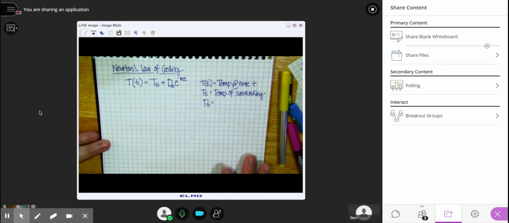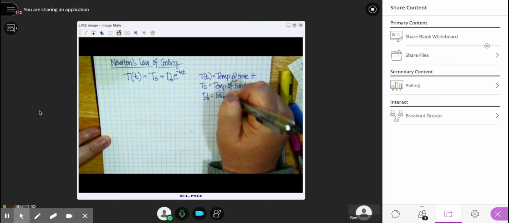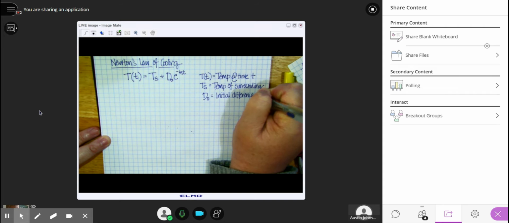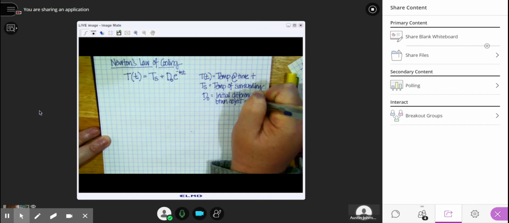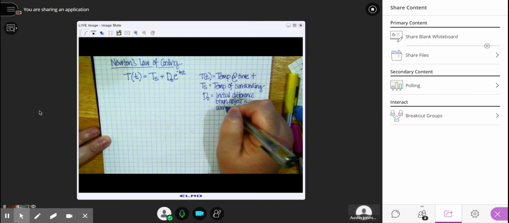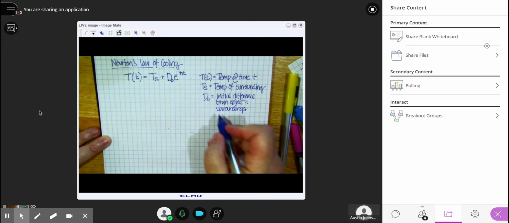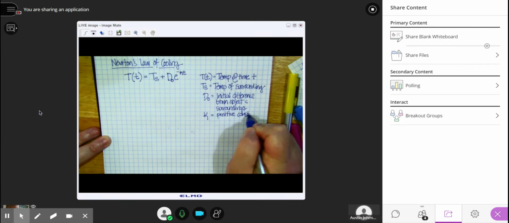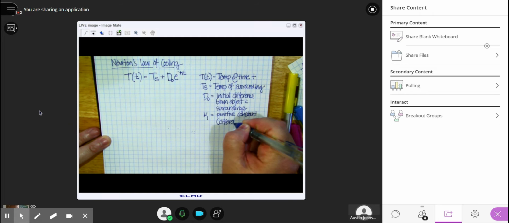D sub 0 is the initial difference between the object and the surroundings. K is a positive constant, and it is different depending on the object.